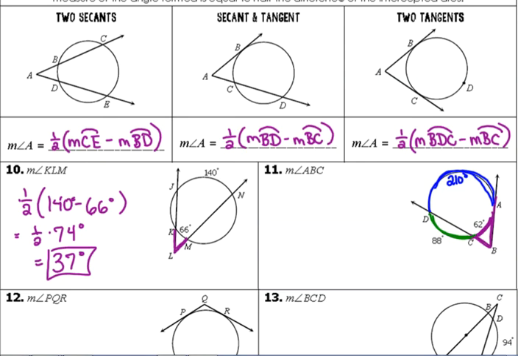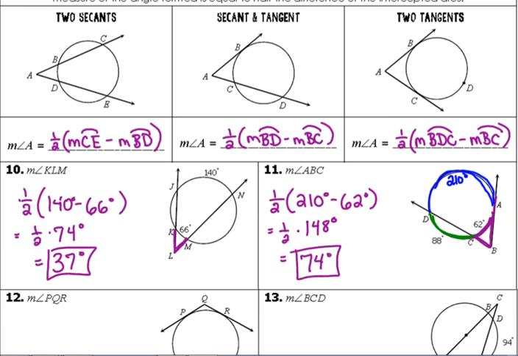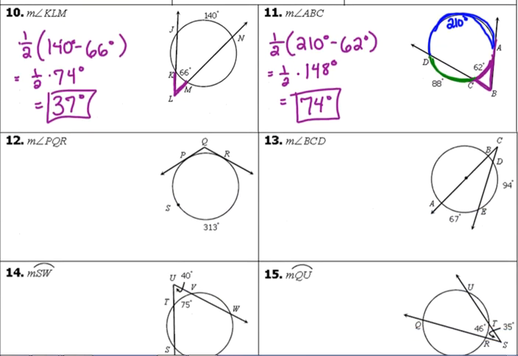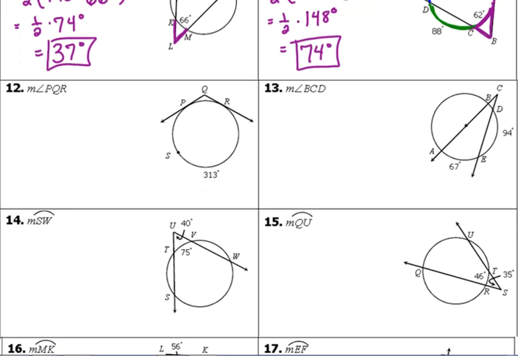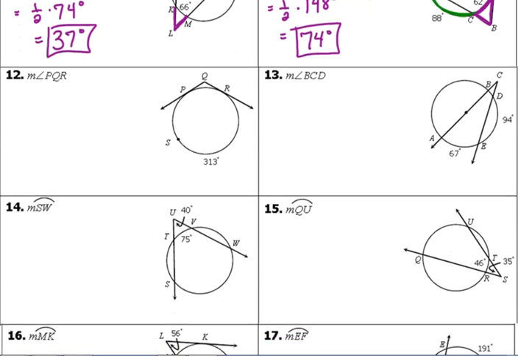Now we have enough information to find our angle. So 1/2 the big arc minus the little arc, and that's 148, and half of that is 74 degrees. Okay, do a couple more just to make sure.